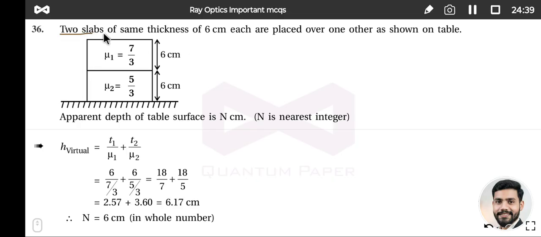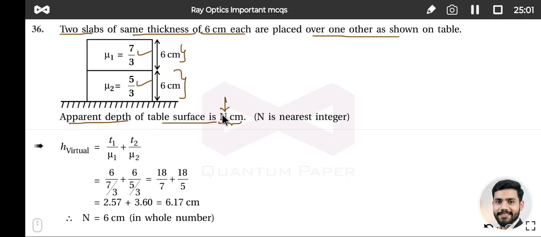Two slabs of the same thickness of 6 cm each are placed over one another, as shown in the figure. Both have the same thickness, 6 cm, and the refractive indices of the two plates are given as 7 by 3 and 5 by 3. We have to find the apparent depth of the table surface as n centimeters, and find that n as an integer.